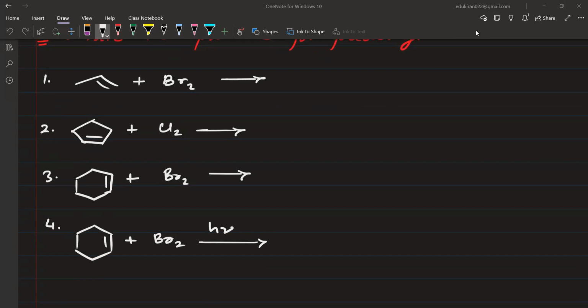In the fourth one there is no H. In the fourth one there is no H, that means it is halogenation. What kind of halogenation? Free radical halogenation, right? We did this one today, right? And in this case, do you know what is going to happen? Nothing will happen to the alkene here, the reaction will happen elsewhere, right?